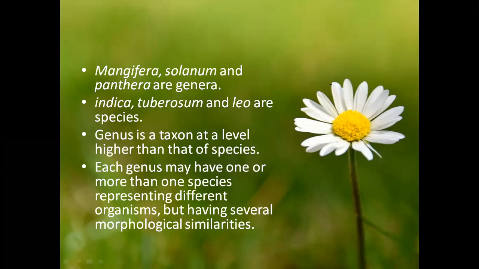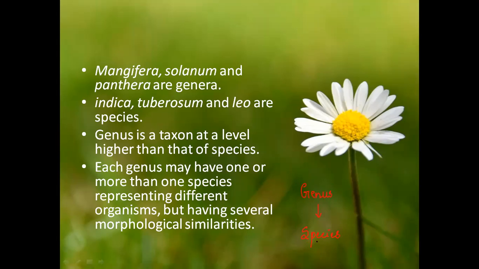So genus is a taxon at a level higher than that of species. When you see the hierarchy, you will see that after genus comes species. So it is a higher level taxon than the species. Each genus may have one species, or more than one species.